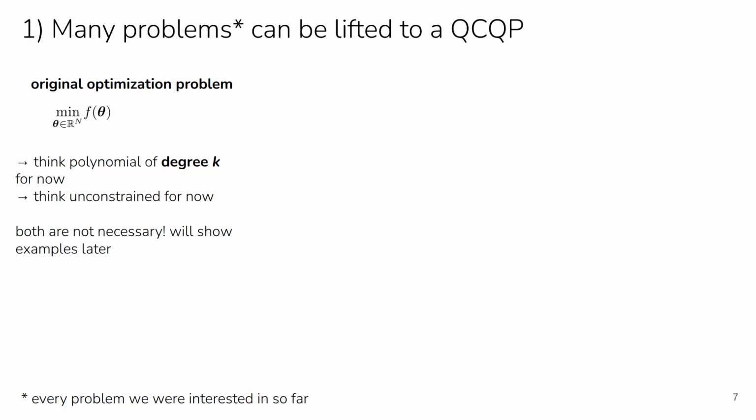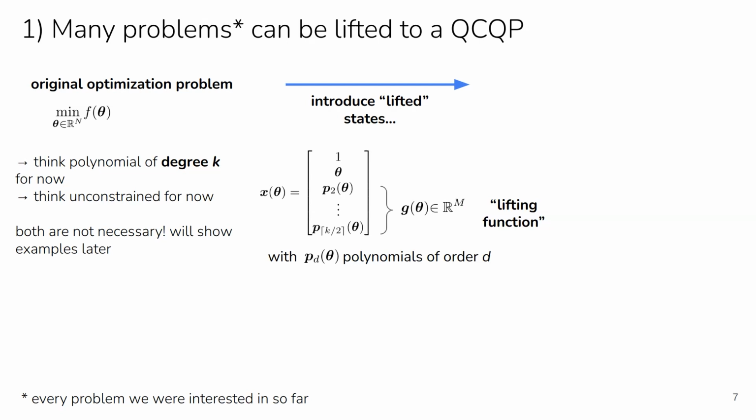All right, so we can take this optimization problem and then introduce these lifted states to try to write it in a quadratic form. And by lifted states, what I mean is that you take your original variable and you put it in a concatenated vector where you also add a 1, and you add all of these higher order polynomials. And so PD here means the polynomials of order D. And I combine all of these into what I call the lifting function G. And I say that the lifting function has, let's say, M elements in total.